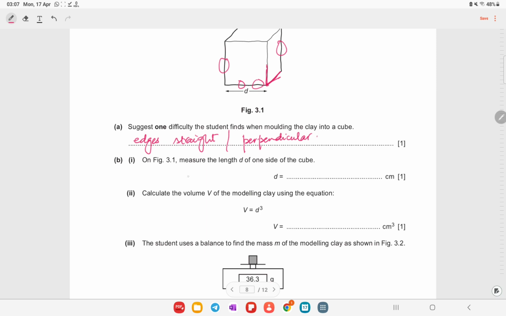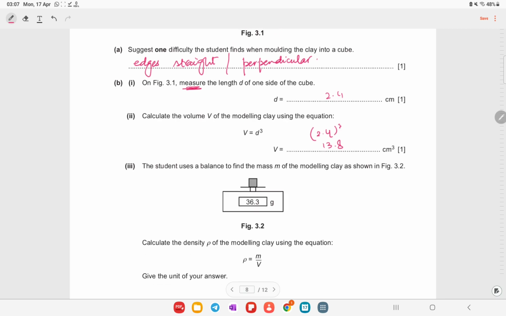On the figure, measure the length d. So again the word is measure. You put a scale over here and you can measure this. I have done this and it was 2.4 centimeters. The unit is already written, so I am going to ignore that. Then calculate the volume V of the modeling clay using the equation. 2.4 cubed. If you work it out on your calculator, it's going to be 13.8 cm³. So that's an easy question.